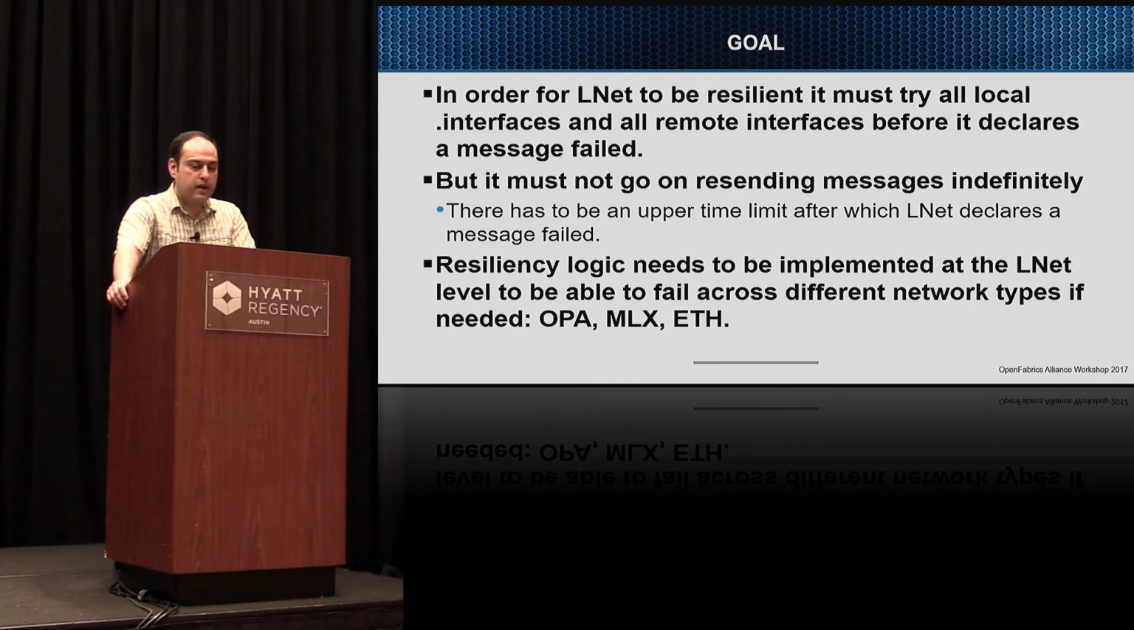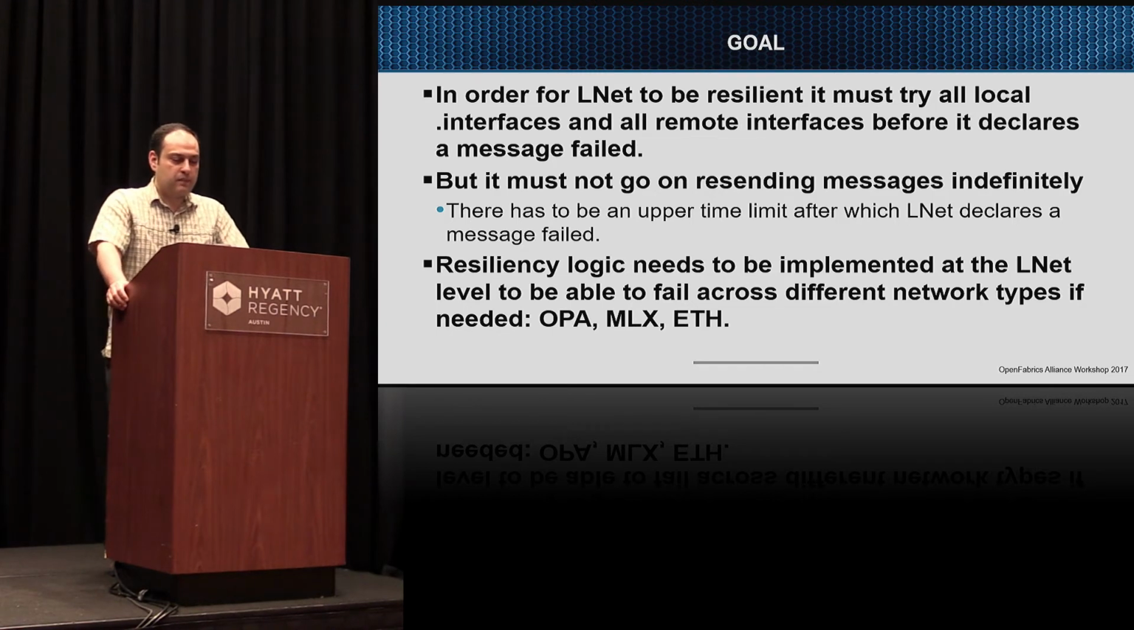So our goal with LNET Resiliency is to be able to use all the interfaces on the remote and the local nodes before we declare a message dead. But obviously, we can't continue resending forever, so we have to have an upper time limit before we declare that message failed. And again, we wanted to implement it at the LNet layer so that we're able to fail over to different types of interfaces.